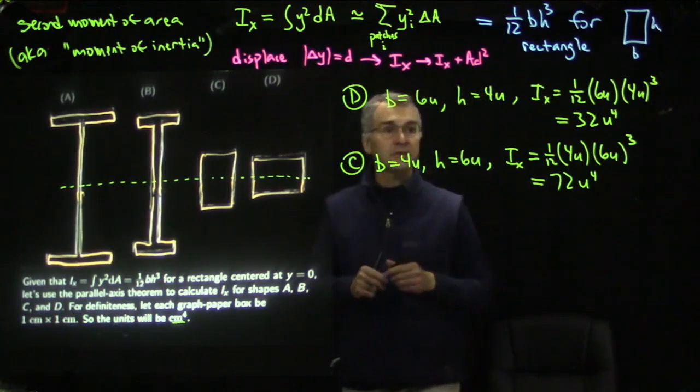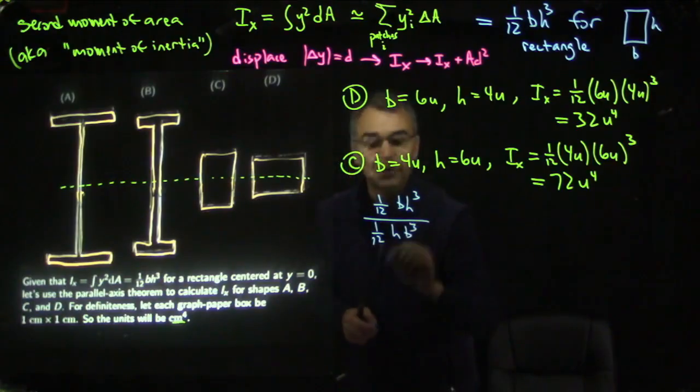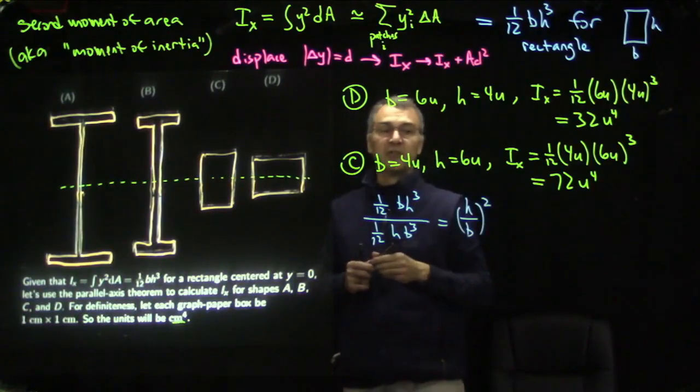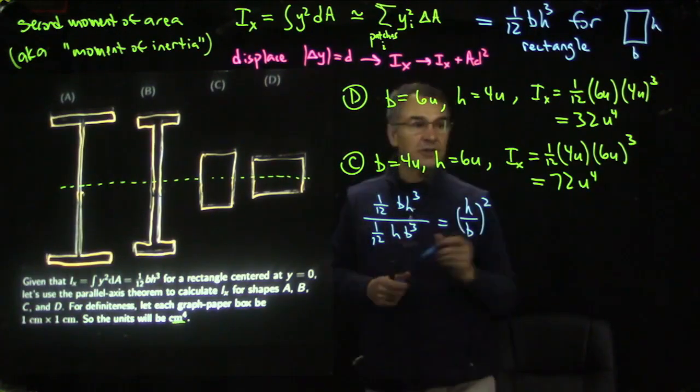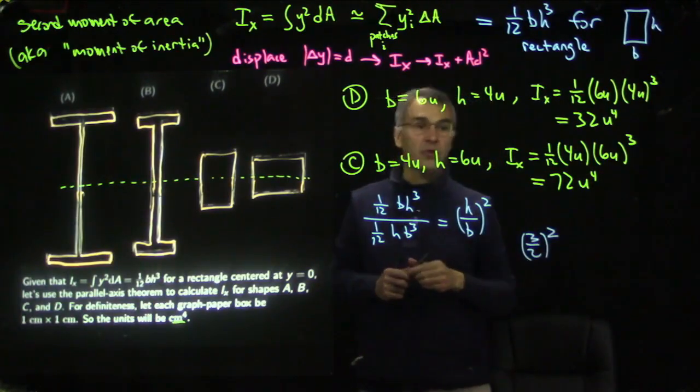By the way, one little digression: if you take 1/12 b h cubed and divide it by 1/12 h b cubed, which is just what you would get if you reverse the order, after some cancellation you get h over b, the quantity squared. So it's the aspect ratio squared. This aspect ratio is 3 to 2, or 1½. So the ratio of these two values should be 3/2 squared. 1½ squared is 2.25, right?